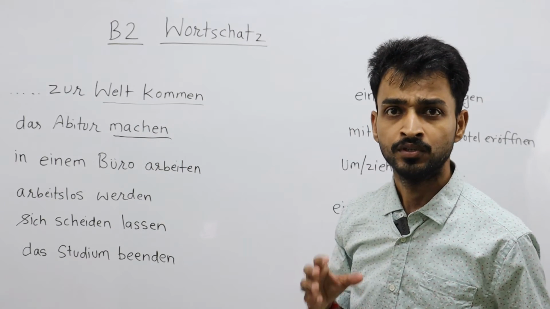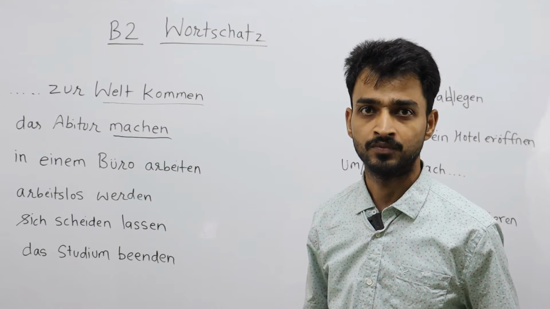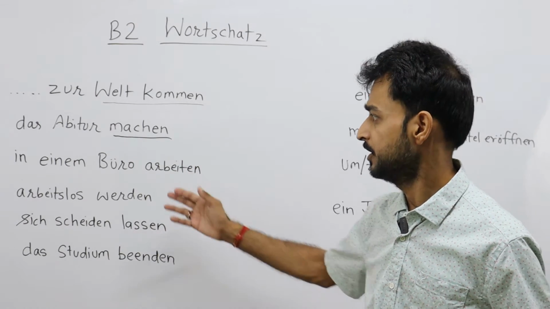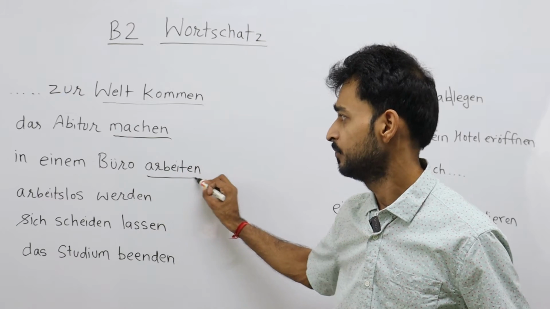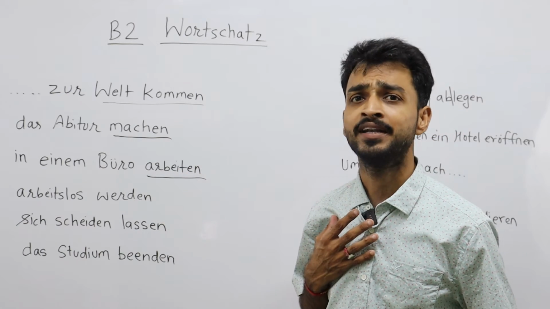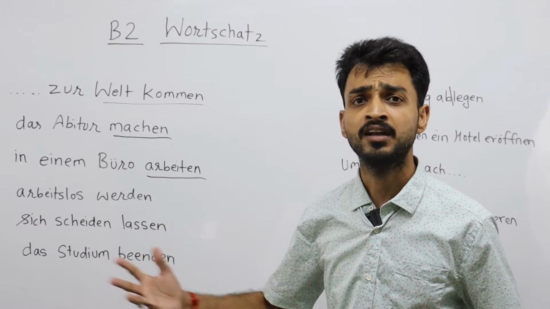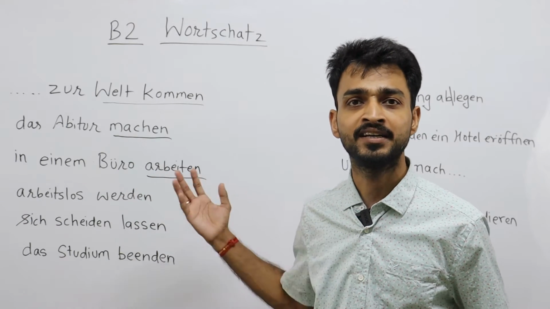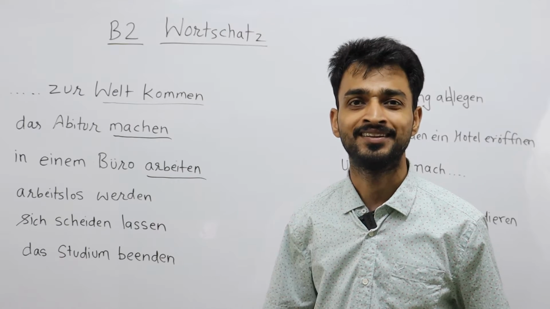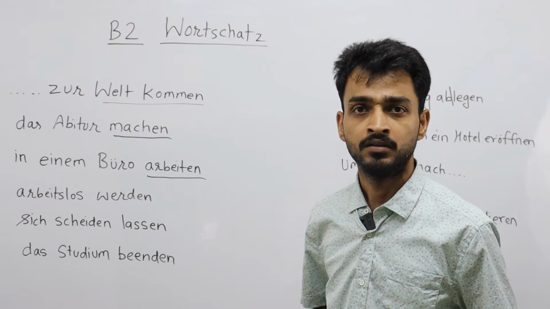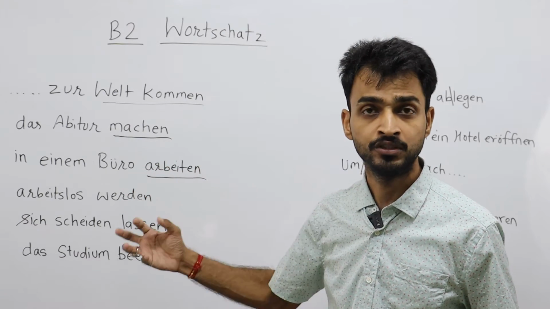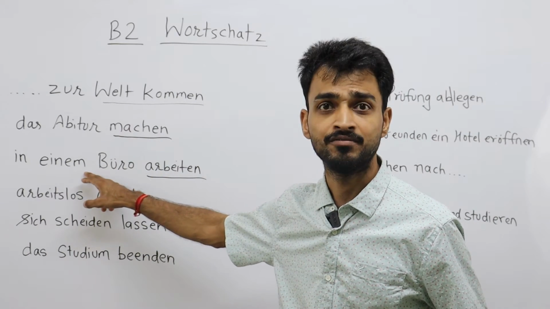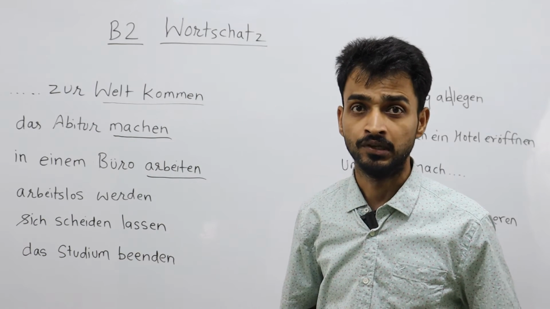So we are learning here fixed verb and noun structures. Again, it's a very important part of vocabulary. In einem Büro arbeiten, very simple, to work in an office. Ich arbeite in einem Büro. Mein Vater arbeitet in einem Büro in Berlin. Mein Freund arbeitet in einem Büro in Pune. Okay? In einem Büro arbeiten, to work in an office. So this is the verb arbeiten, and this is dative, in einem Büro. This you have to learn.